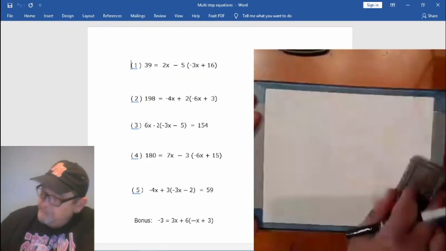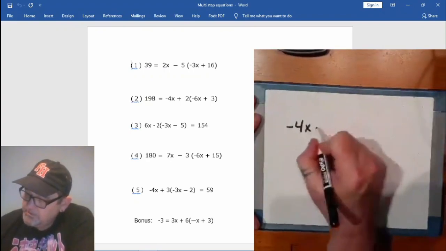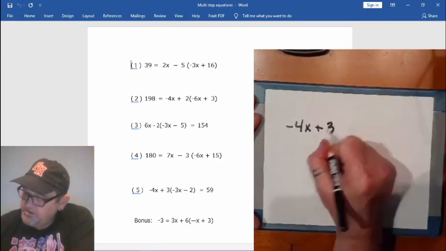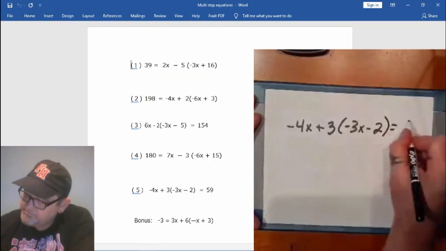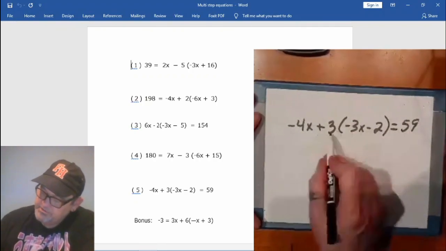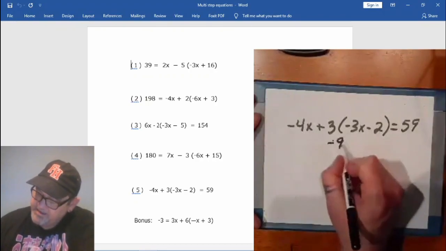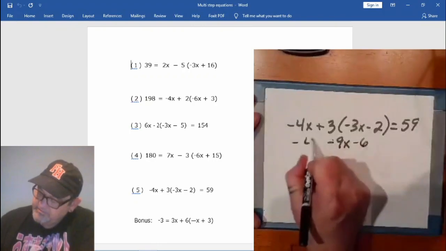Number 5. Negative 4x plus 3 times negative 3x minus 2 equals 59. Housekeeping number 1, distribution. 3 times negative 3 is negative 9x. 3 times negative 2 is negative 6. Bring everything else down.